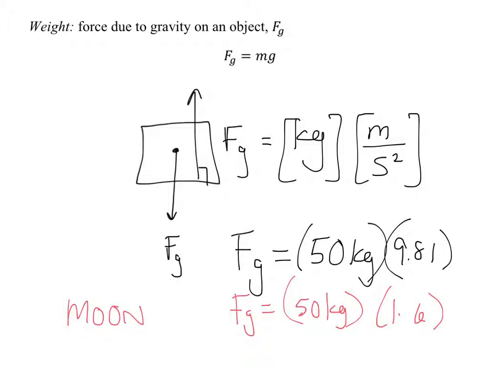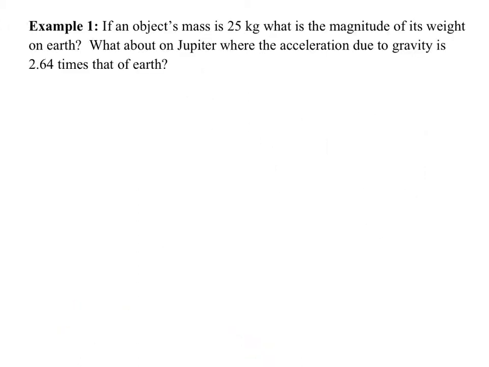All right. If an object's mass is 25 kilograms, what is the magnitude of its weight on Earth? What does the word magnitude mean? We've used it maybe once or twice all year. We used it when we differentiated between velocity and speed. For example, I'm walking this way. My velocity might be negative 2 meters per second. What's my speed? 2 meters per second. Just 2 meters per second.